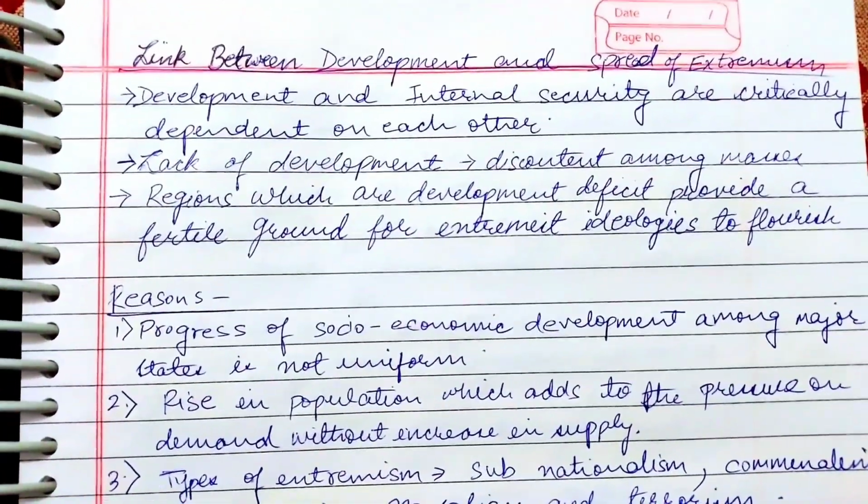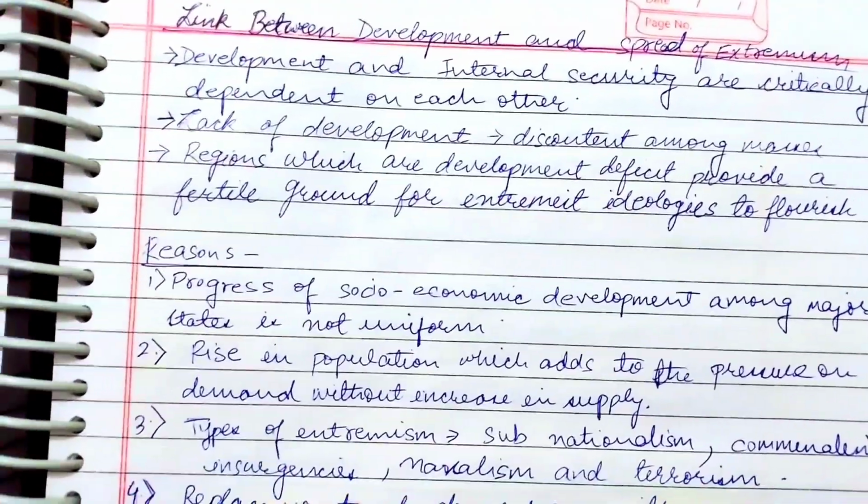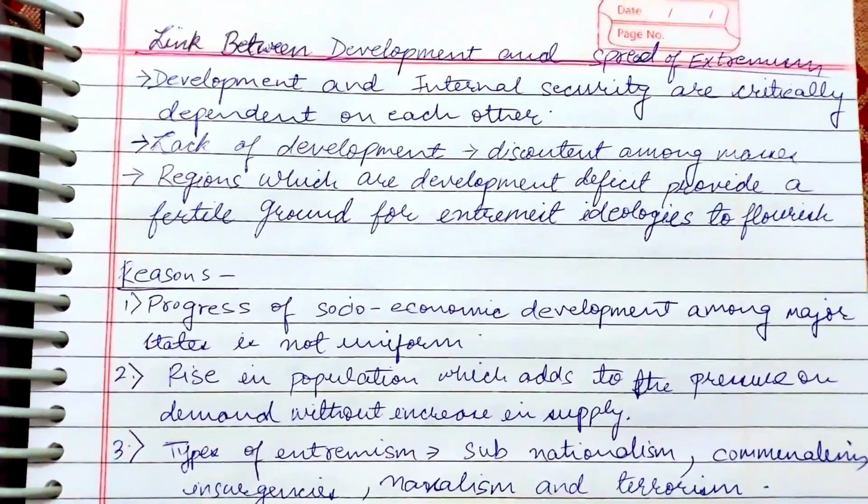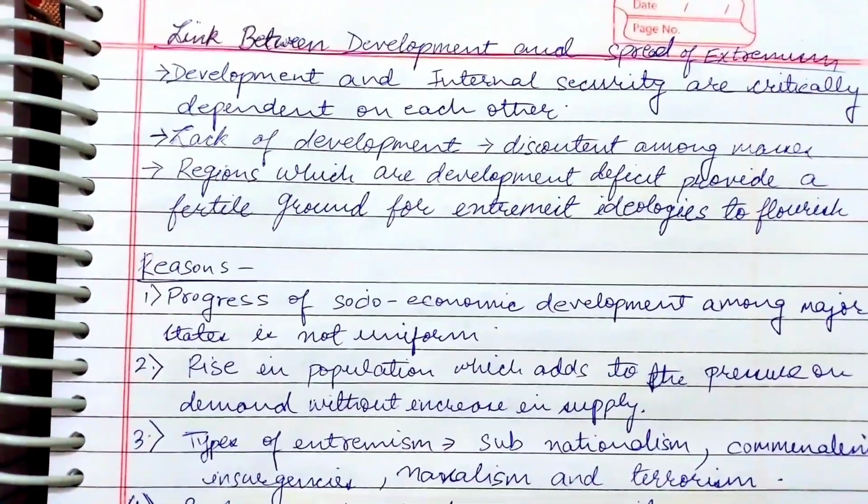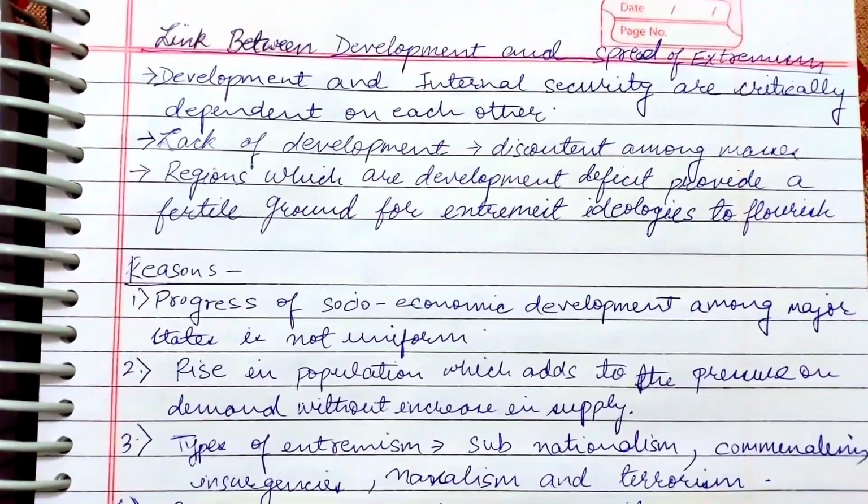These are the notes that I have made. These are short notes on the link between development and spread of extremism. It is in the General Studies Paper 3, internal security.